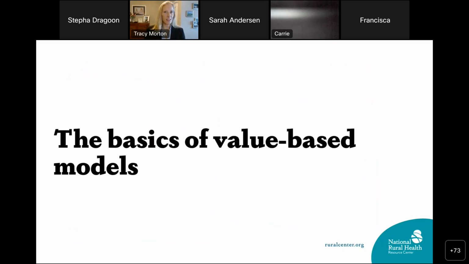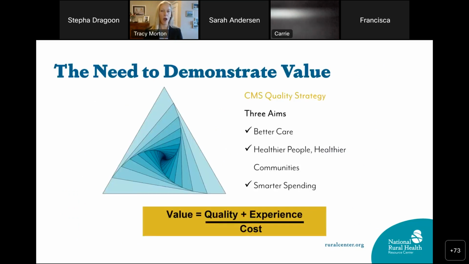So I'm going to get a little bit into the weeds now about what some of these basics are of value-based models. But first, to paint the picture about why this is happening and where it's going, we are moving into a system in the country, and we have been for about 10 years now, of this need to demonstrate value. You've likely heard about the triple aim or even the quadruple aim, which was first coined by the Institute for Healthcare Improvement, and that's about better care, better quality, and better spending.